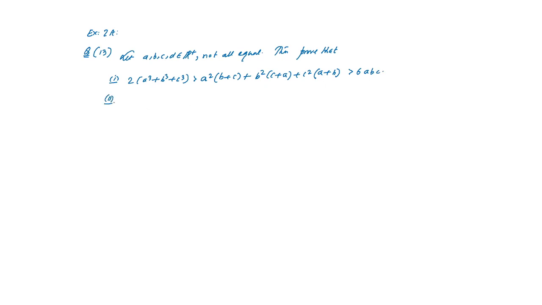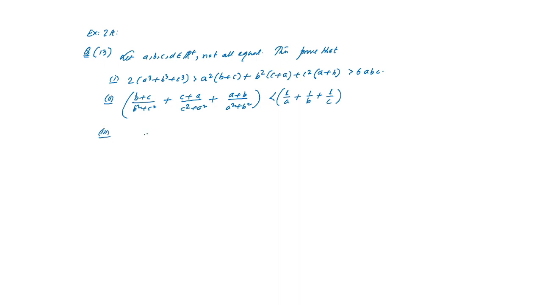What was the second problem? The second problem is b plus c by b square plus c square plus c plus a by c square plus a square plus a plus b by a square plus b square. This value is less than 1 by a plus 1 by b plus 1 by c.